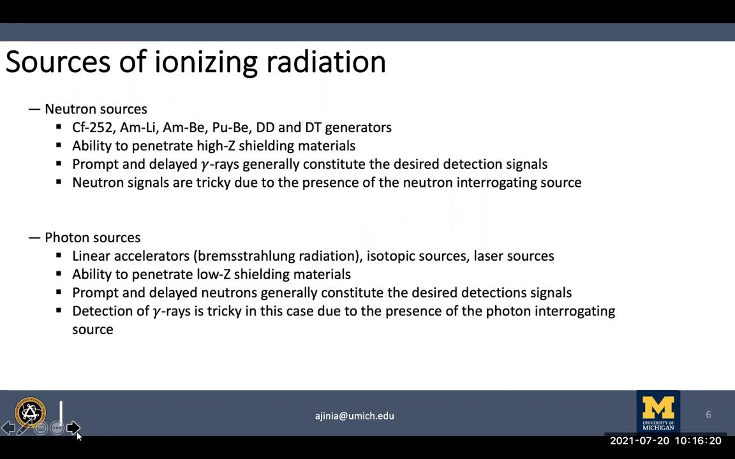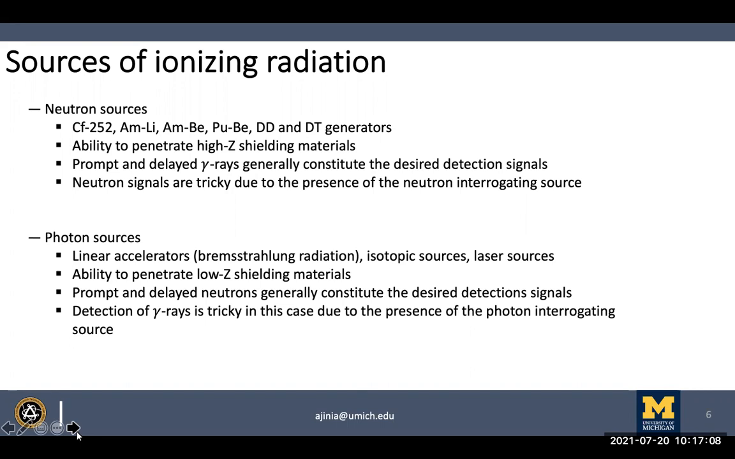The advantage of DD and DT generators is that we get a monoenergetic neutron source. DD gives us about a 2 MeV neutron source, and DT gives us a 14 MeV neutron source. All these neutron sources have the ability to penetrate high-Z shielding materials. That's a big advantage of using a neutron source in active interrogation. Normally, we would want to detect prompt gamma rays and delayed gamma rays in a neutron active interrogation scenario. It's not that neutrons cannot be detected. They can be detected, but they are a little tricky.